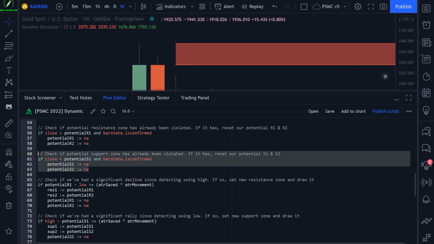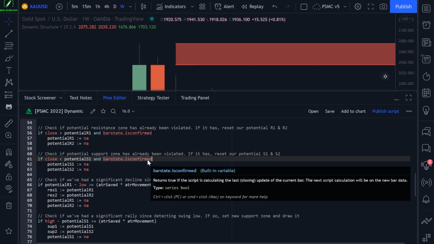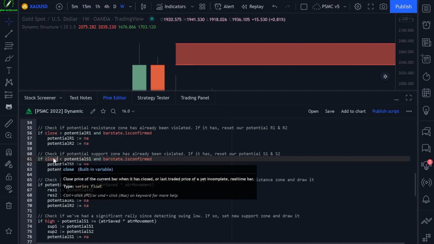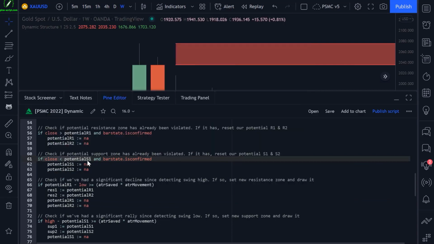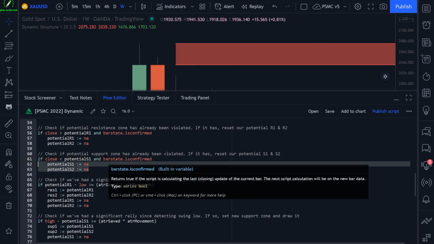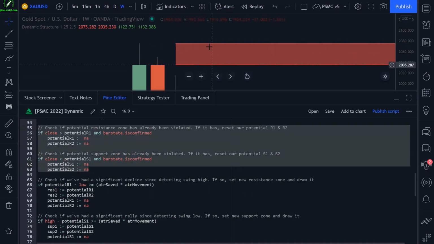Same for potential swing lows. If we detect a potential swing low or support zone, and then it's violated by a close below the wick of that support zone, and the bar state is confirmed, so we definitely closed below. We don't want the real-time close to violate this support zone. We need a close below to be confirmed in order to invalidate or violate our current support zone. So if any of that happens, then our potential zones get reset and we just start the whole process again, looking for the next swing low or swing high.